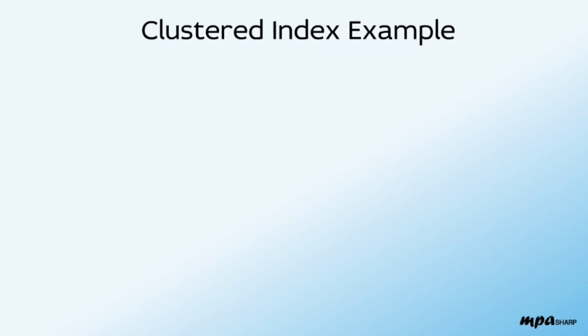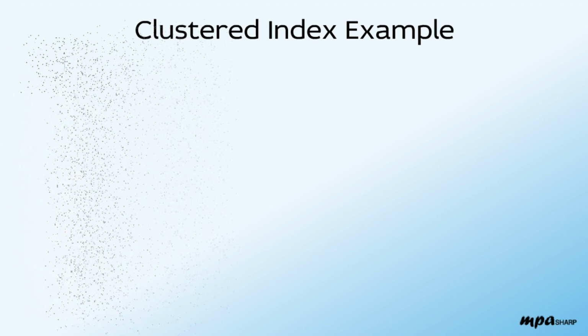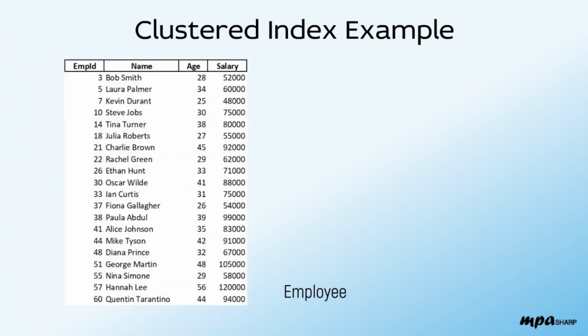Okay, we have learned theories around SQL Server indexes. Now it's time to take a look at indexes in action. To do that, let's consider our employee table example. Right now, the employee table is just a heap. There is no order to the data in the employee table, as you can see on the screen. Let's assume we need an index on the employee ID column. We can also assume the employee ID column is the primary key of the table.